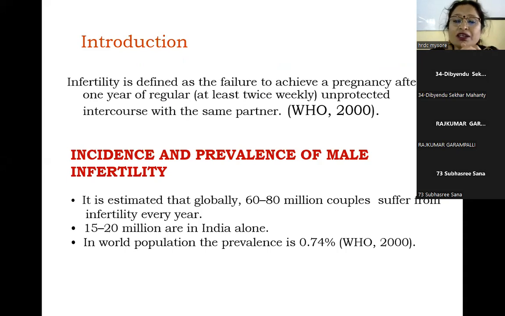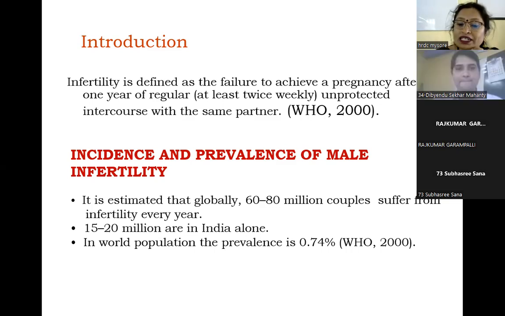And why is this very important? Because nowadays there is an increase in the prevalence of male infertility. Globally, 60 to 80 million couples suffer from infertility every year, and 15 to 20 million in India alone. We have a huge number. And in the world population, the prevalence is 0.74%, but this is not a small number.